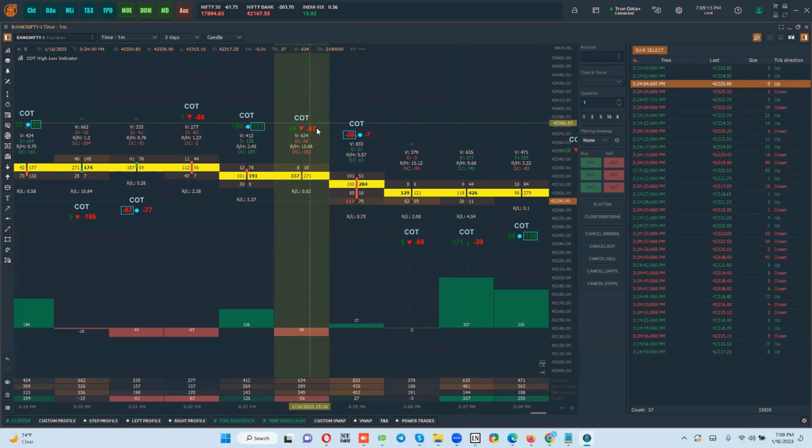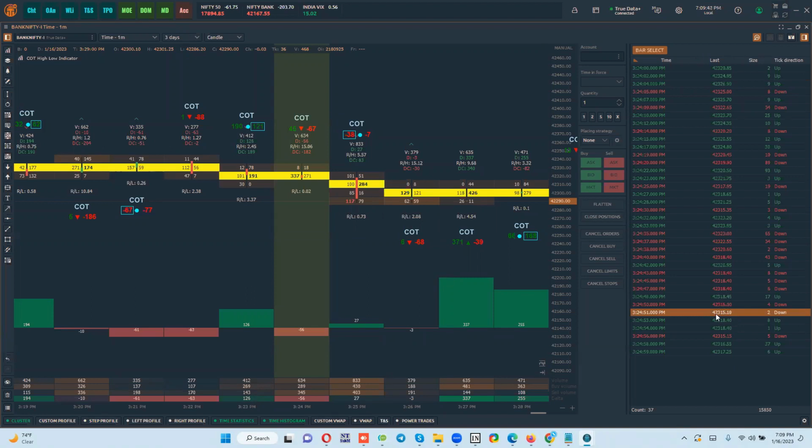Okay, minus 67. That means from the high, the total delta was negative 67. Similarly, if you see the low on this particular bar was 42,315.10. So we can find out where exactly that value is, and you can see this value is here. So all these values are not important for us in calculation of COT low.